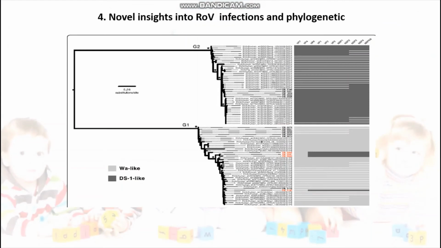Figure 4 describes the genome constellations that suggest intergenotype reassortment in Vietnamese G1P8 and G2P4 RV. A maximum likelihood phylogeny of VP4 gene sequences is shown with a genome constellation map at the tips of the tree. Standard Wa-like genome segments are indicated by light gray blocks, DS1-like segments by dark gray blocks. Taxon names in bold indicate Vietnamese sequences from this study. Taxon names in red indicate likely reassortant Vietnamese sequences.